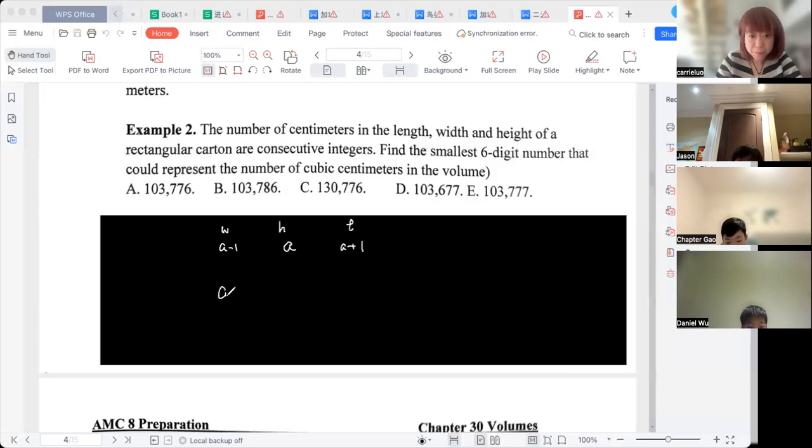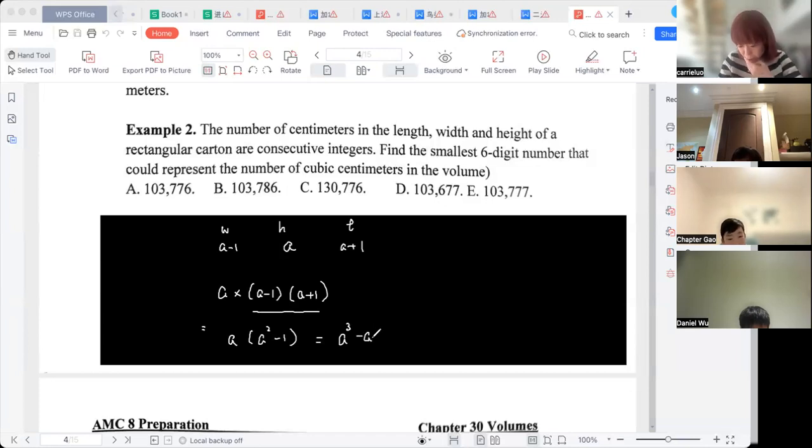Okay, so if we multiply them together, the volume is A times A minus 1 times A plus 1. Am I right, everybody? Yeah. So A minus 1 times A plus 1 equals A squared minus 1, correct? Times A equals A cubed minus A. Am I right? Yeah. Okay, so if it is a 6-digit number, that means A cubed must be bigger than this, or else it's not going to help, right?